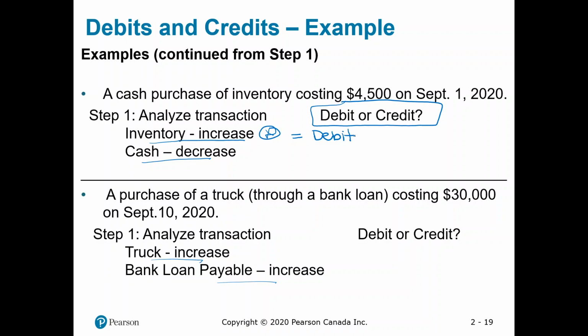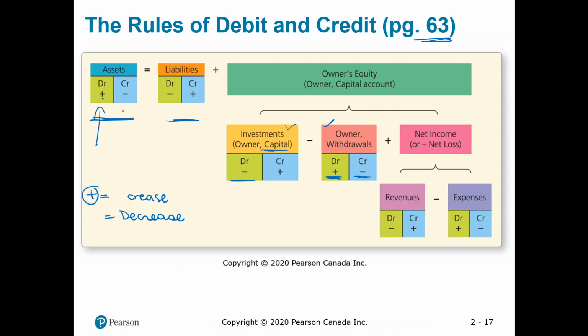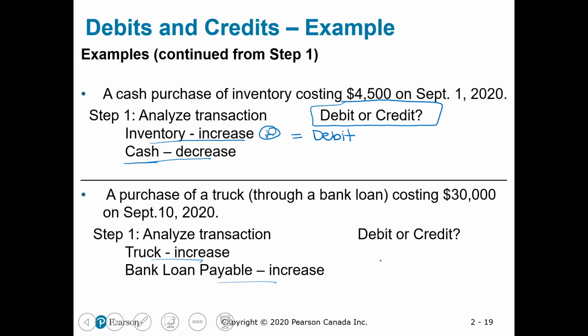Now cash is decreasing in this transaction. So what does that mean? Well, again, we have to figure out what type of account cash is. We know that is also an asset, and it's decreasing. So now we're on this side. We're going to credit the cash account.